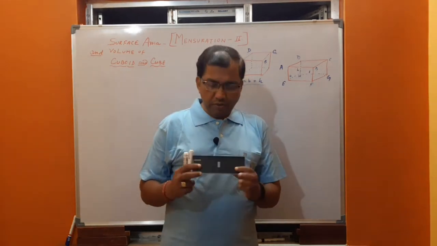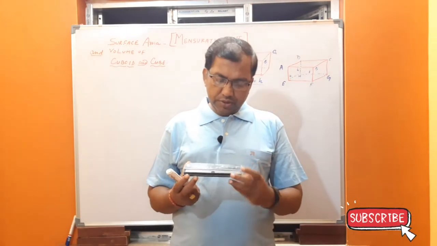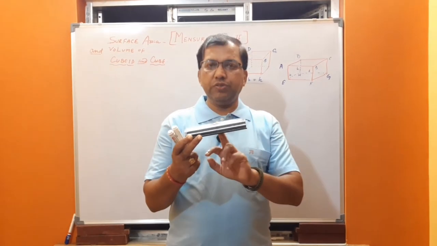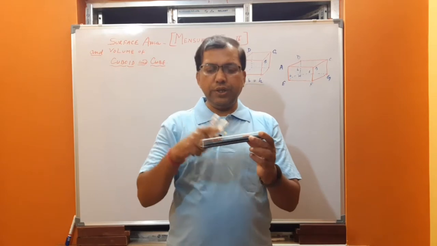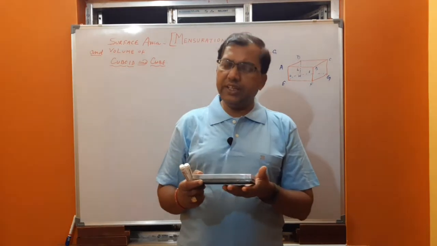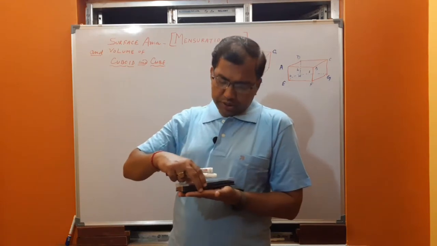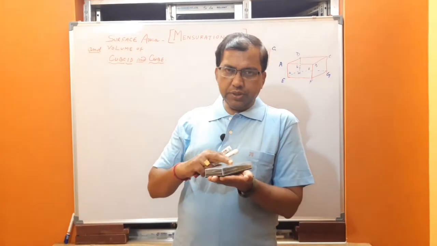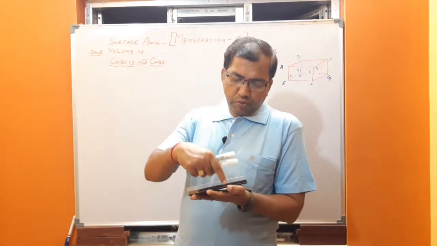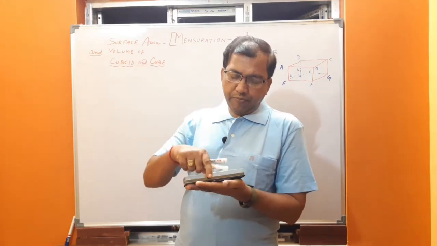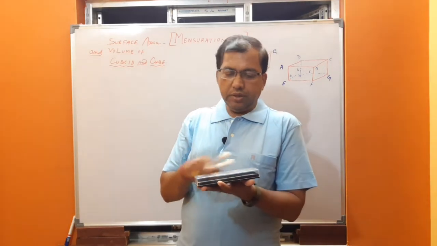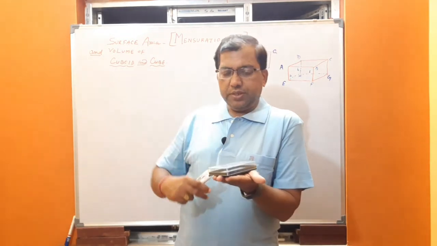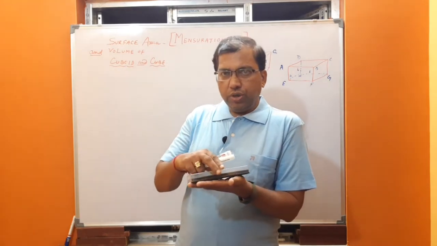What are the faces? This is a face. These are also faces. 1, 2, 3, 4, 5, 6. 6 faces are there. If one of these faces is the base, then the lateral faces are 1, 2, 3, 4. At that time, the upper surface will not be under consideration. So if one face is the base, 4 are the lateral faces.